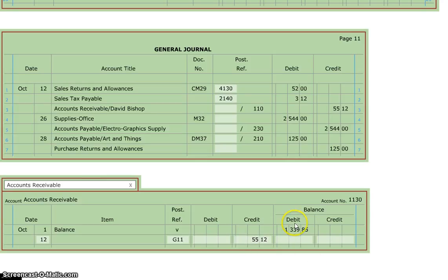We have a normal debit balance for all our accounts receivable, and now we have a credit, and this makes sense because this was a return, so it is going to be credited the $55.12. So we're going to subtract that $55.12, and we should have a balance remaining of $1,284.73. And then we plug this number in lastly to show that we have posted. Alright, we'll move on to the 26th.